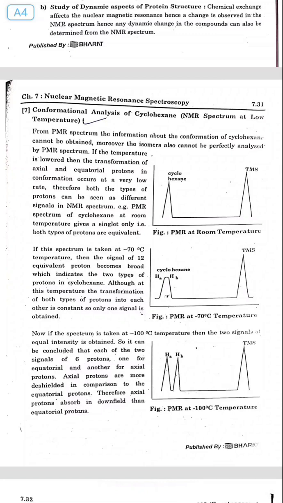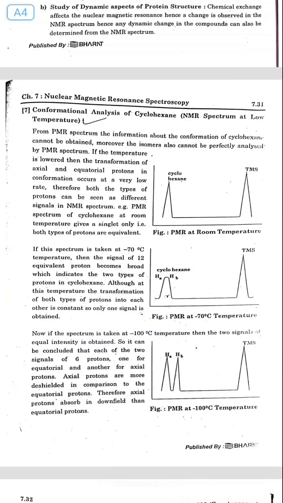First of all, we count the number of signals, that is, the number of proton environments. Second, check the chemical shift, the type of proton. Third, analyze the splitting, the neighboring protons. Fourth, use the integration, the proton count. And fifth, combine all data, and then we call it structure determination. In this we use 1H NMR.